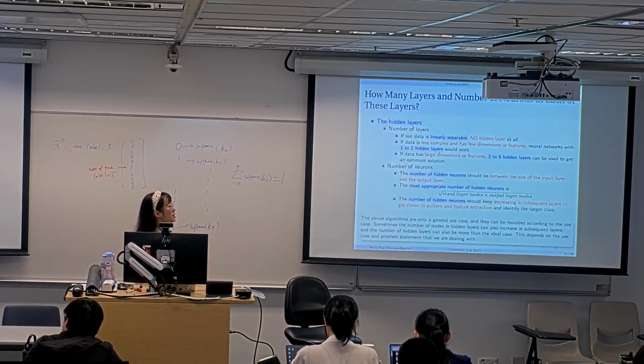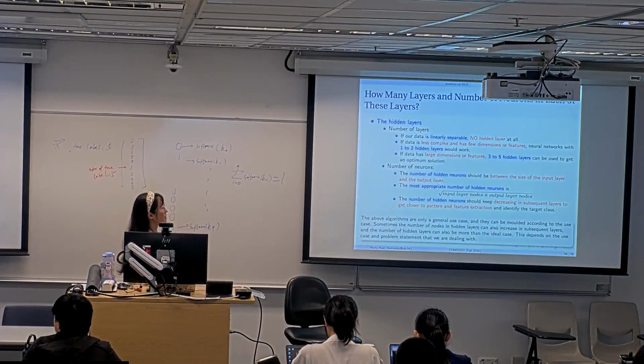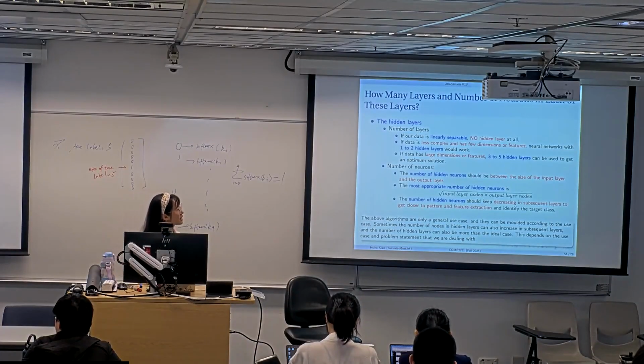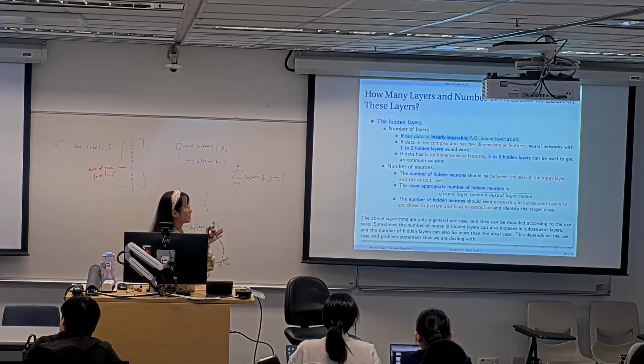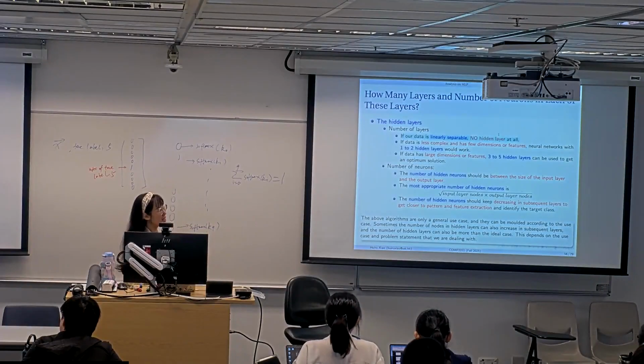The trouble happens in the hidden layers. It's not trivial to decide for the hidden layers. First, let's look at the number of layers. If our data is linearly separable, we are so lucky. No hidden layer at all. You can use a single neuron to learn any linearly separable data, right?